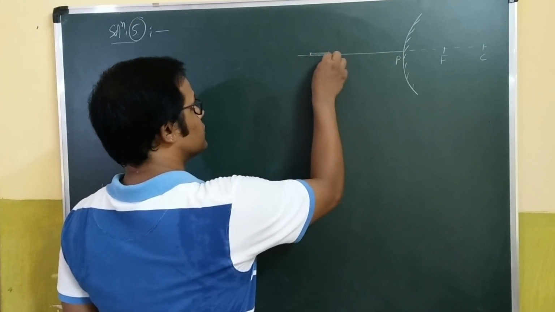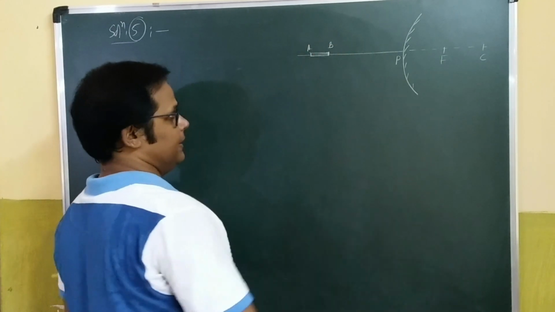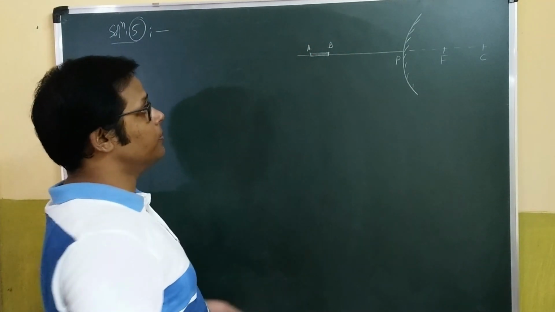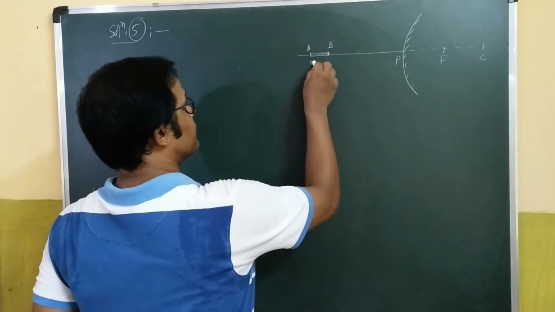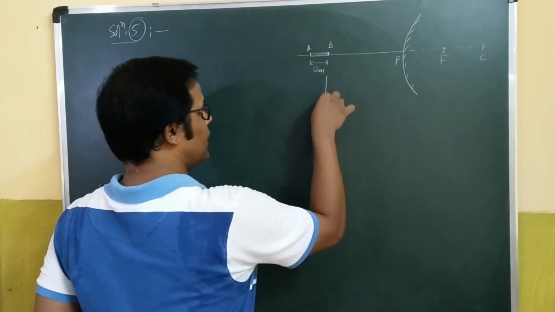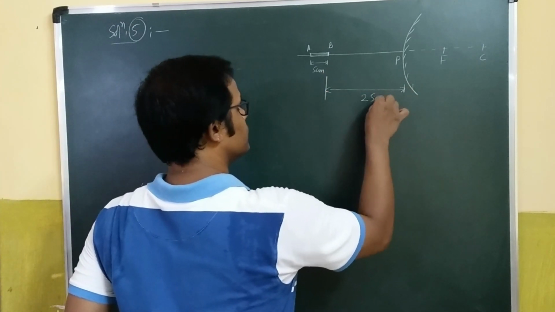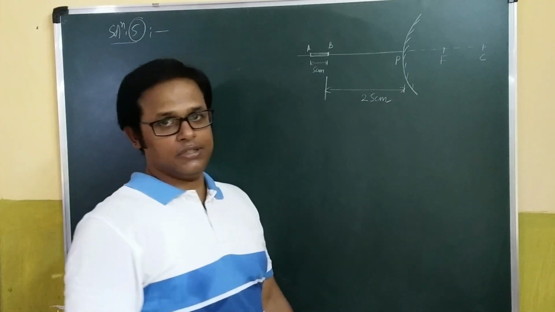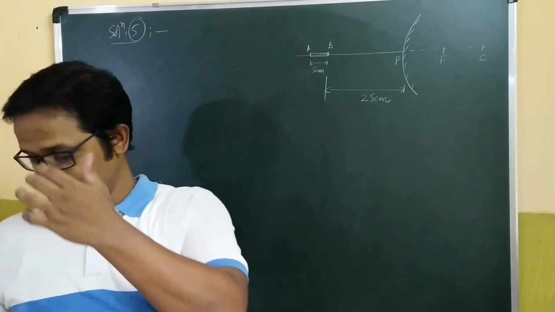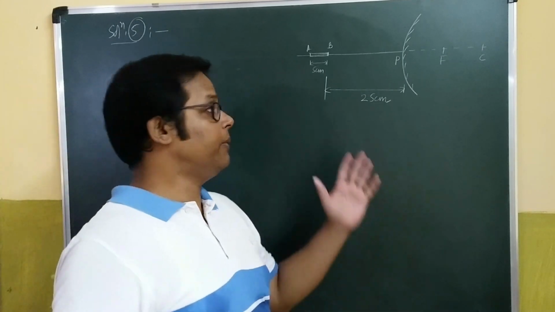I did not mark it AB there, so let us call this A, this is your B. The length of the object is given to us as 5 centimeters. The object itself has a length of 5 centimeters, and the end B from the pole of the mirror is at a distance of 25 centimeters. Am I clear? Alright. So all I need to do is find the image size.